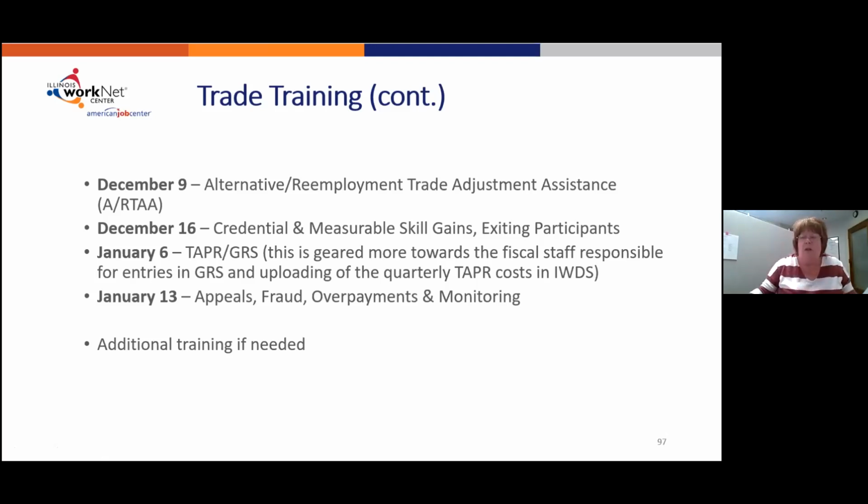to attend that one. Even if you're not a fiscal person, there needs to be communication between the program staff, career planners, and the fiscal office to make sure all of the costs are proper, that they have all the information in the fiscal office about what, in case they need to deobligate funds or add additional funds to the obligation for them. Both sides need to be involved. And then January 13th, we will cover appeals, fraud, overpayments, and monitoring. And those are the ones we have scheduled at this point.